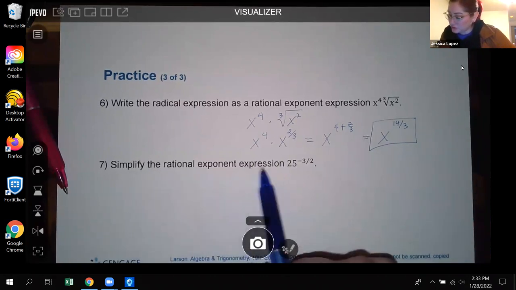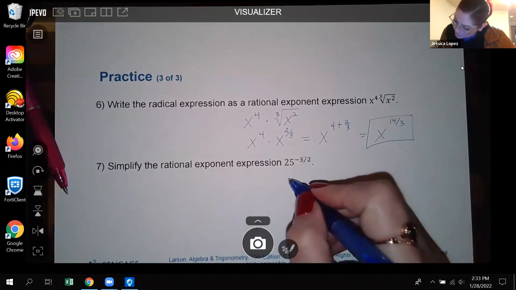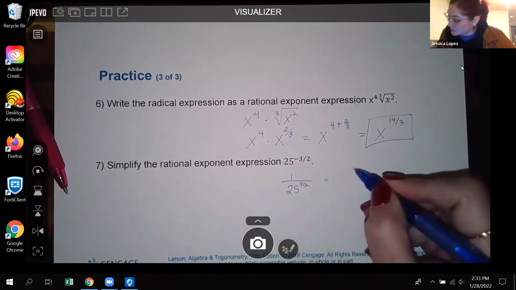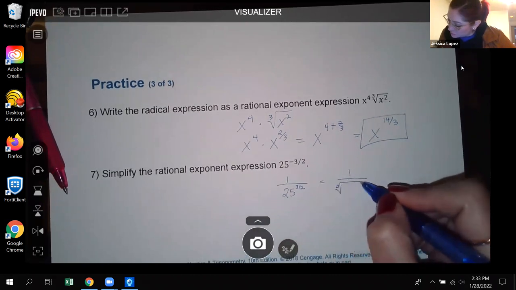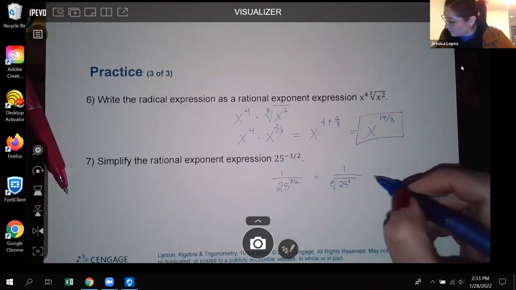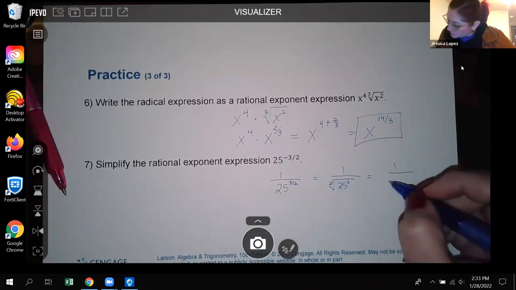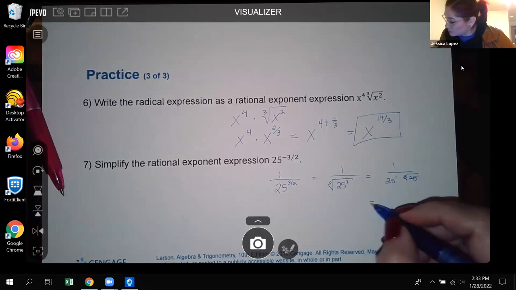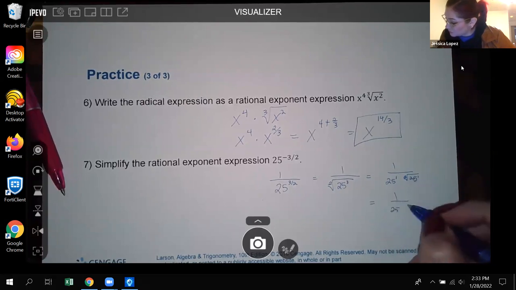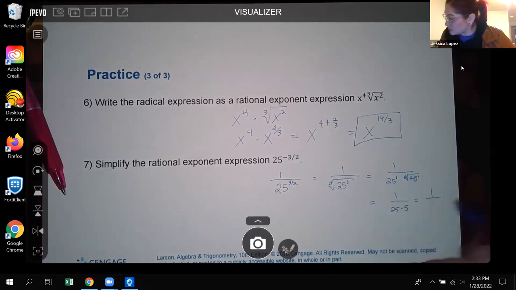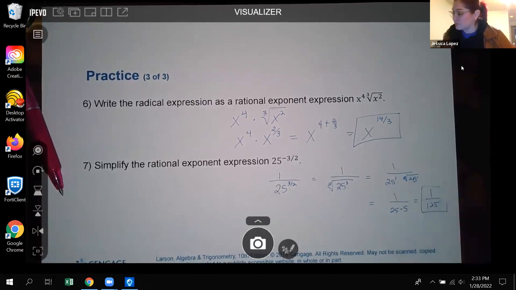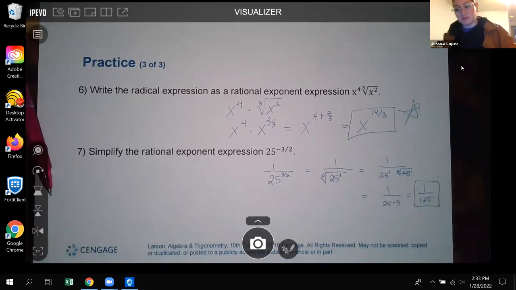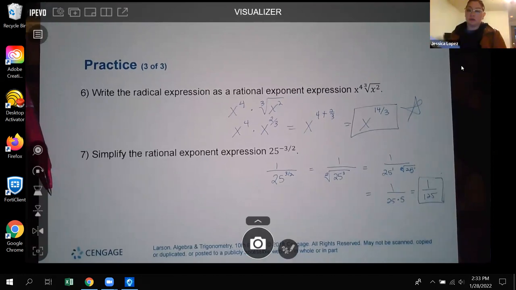Now simplify the rational expression, this one. So I'm gonna do the negative exponent first. So that means 1 over 25 to the 3/2. Then I'm going to change this into its radical. So the index of 2 and the cube. And then 2 goes into 3 once, but I still have 1 left over. So then I have 25, and the square root of 25 is just 5. So this ends up being 1 over 125. Okay. Again, this one is super big, okay? It is a big deal in calculus. So definitely know how to do that one.